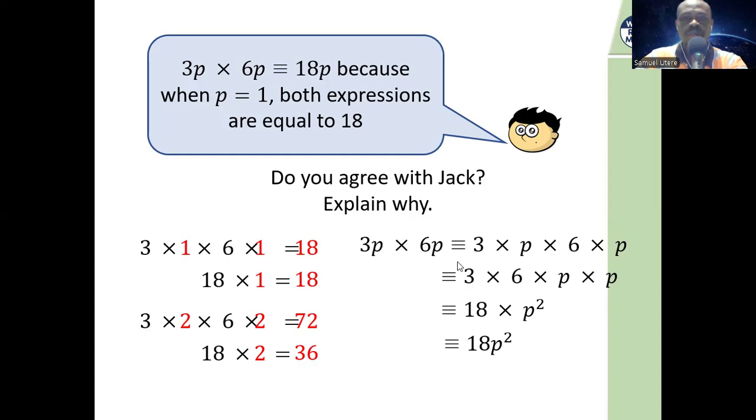be. So 3p times 6p means 3 times p times 6 times p. If we put the numbers, the constants, by now we're using the right word, and the variables, we'll multiply the variables and the constant. This is what we get. So you can clearly see that 18p squared is not the same as 18p. They're not the same. All right. Let's move on.